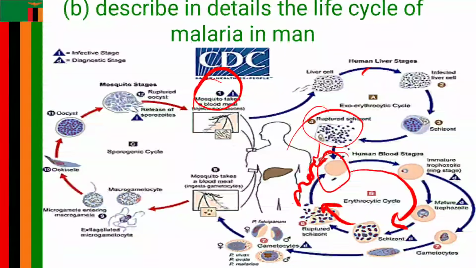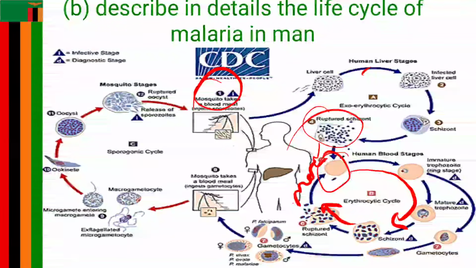So the merozoites will continue to be released from each red blood cell, and when they are released again, they will attack more uninfected red blood cells, and the cycle will continue until millions and millions of RBCs are damaged and ruptured through this same process.